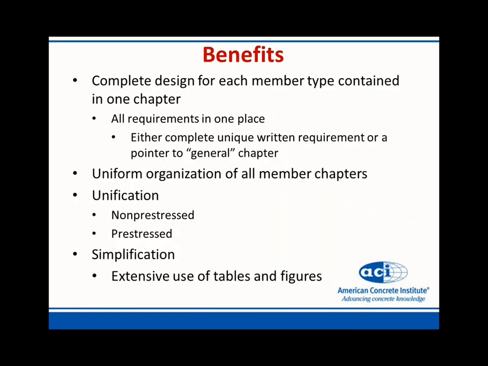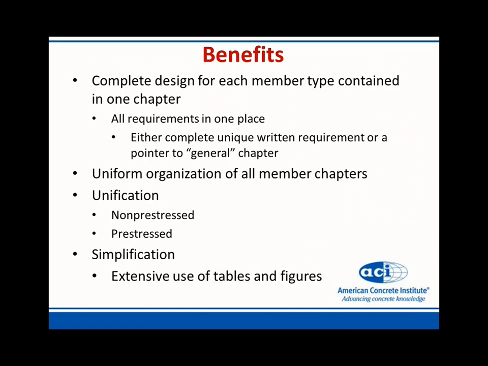So again, I'm a little bit like a broken record. The benefits are that the complete design for each member type is contained in one chapter. All the requirements are in one place, either in a complete, unique written requirement or a pointer to a general chapter somewhere else in the code, from which you return to the member chapter. The member chapters are all organized exactly the same in 7 sections. The code is unified. Non-prestressed and prestressed members are included in each member chapter. There's no separate place that you go to see what you need to do for a prestressed member.